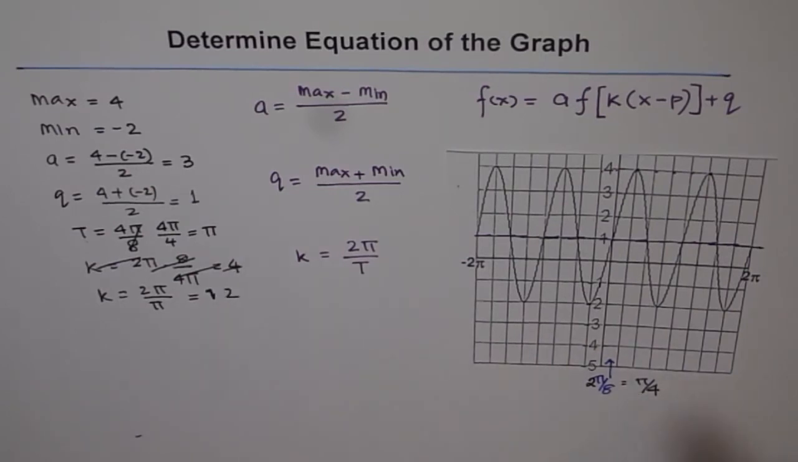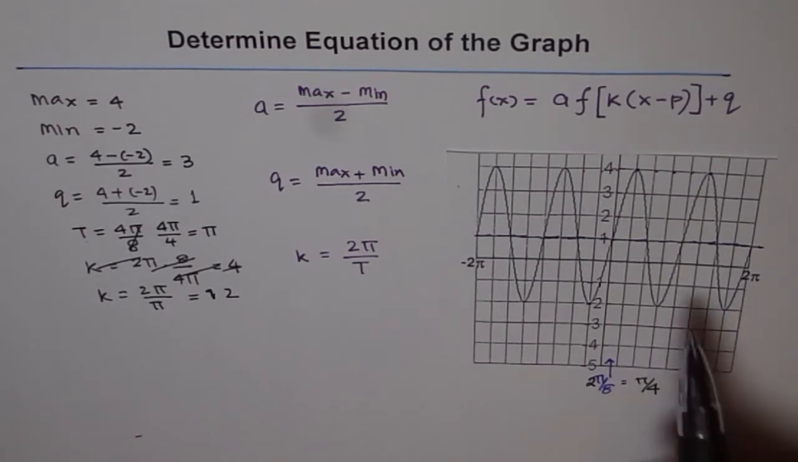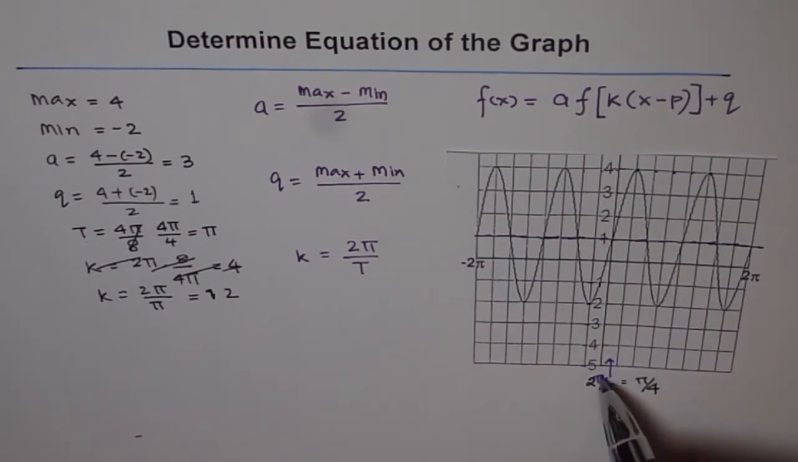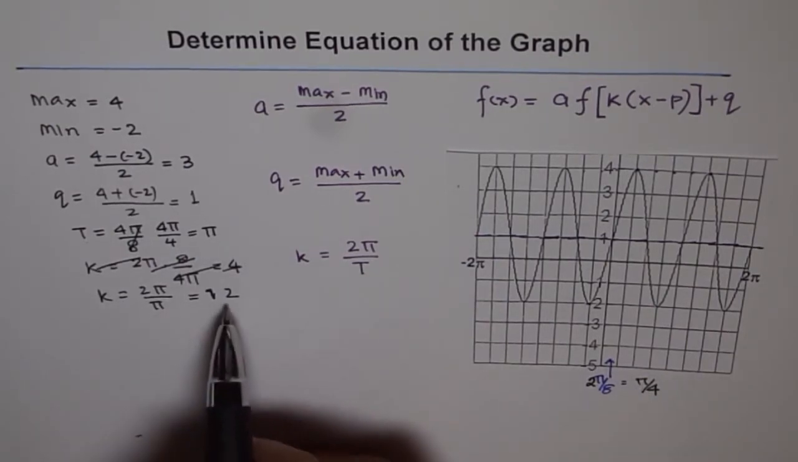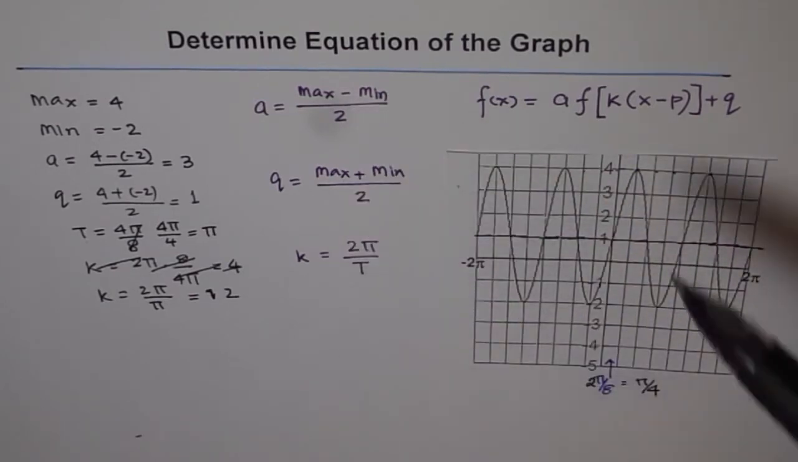And we figured out, well, there are 8 divisions, but I needed to divide 2 pi by 8. I did a mistake. I did pi by 8. So now it is all correct. So k is 2 for us. Correct? So now you know these 3 things straight away.